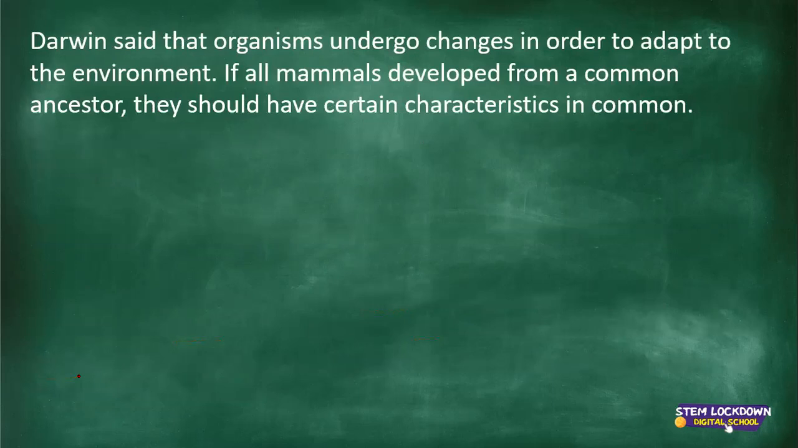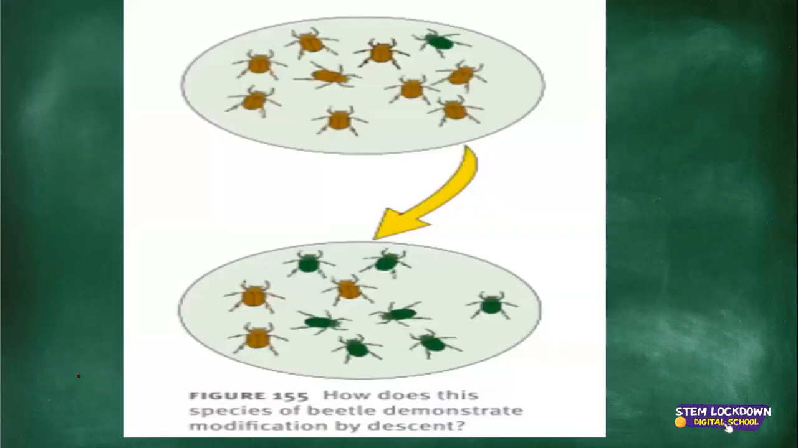Darwin, the father of evolution, said that organisms undergo changes in order to adapt to the environment. If all mammals developed from a common ancestor, they should have certain characteristics in common. So we have different mammals, right? And because we are classified as mammals, meaning we evolved from a common ancestor, to prove that we should at least have certain characteristics in common with each other. That we need to understand.